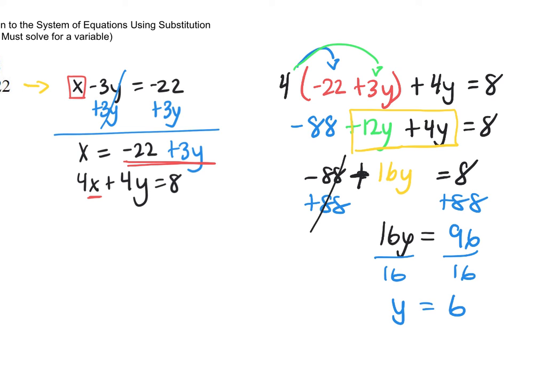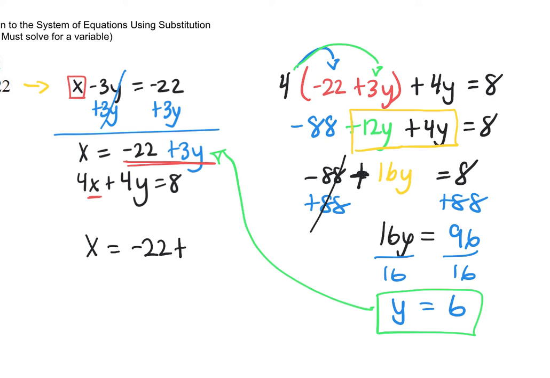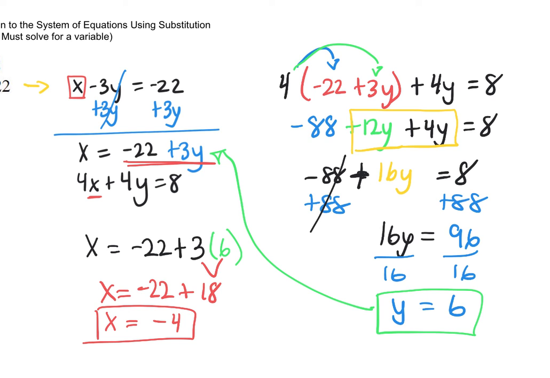And then remember, we must find what x is equal to. So we must go back to the beginning. x is equal to whatever negative 22 plus 3 times y is equal to. So I replace y with the number 6 based on the previous step. Simplify first. So 3 times 6 is 18. Negative 22 plus 18 is equal to negative 4. So your solution will be negative 4, 6.